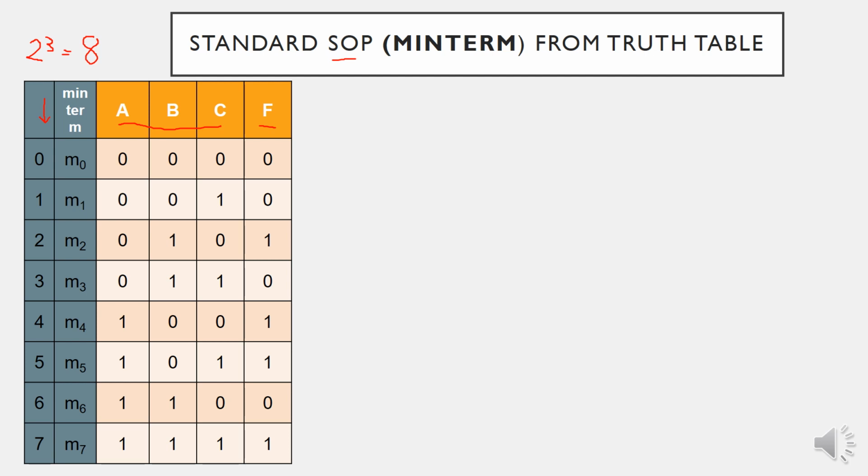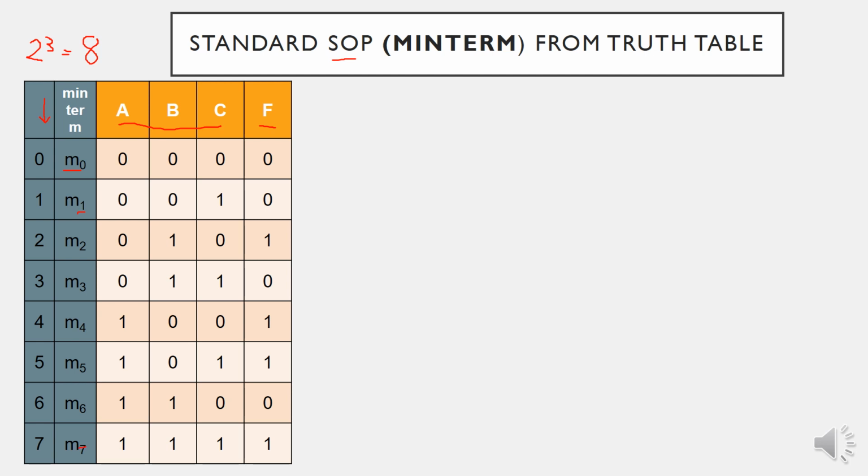Since this sum of product is also known as minterm, we can also represent each of the terms using a small m symbol. So this one is m0 for 0, m1 for 1, until the end, which is m7.